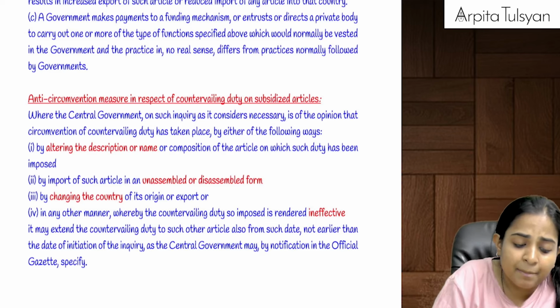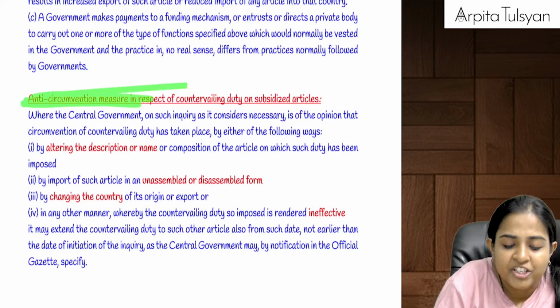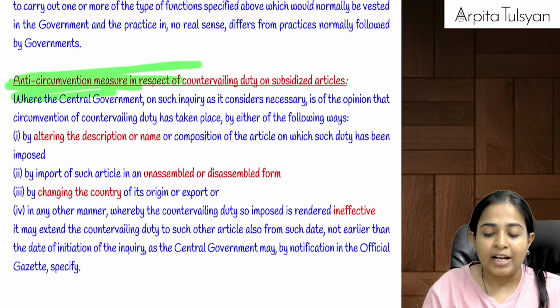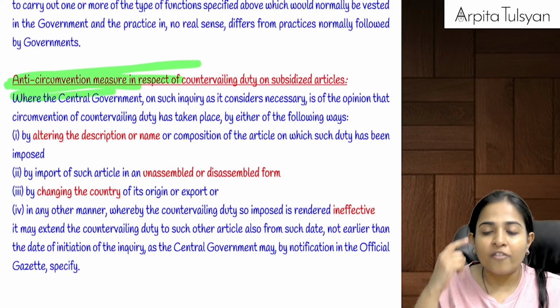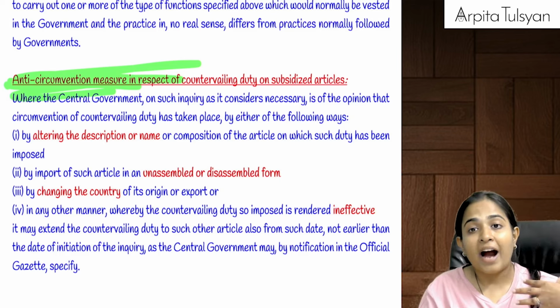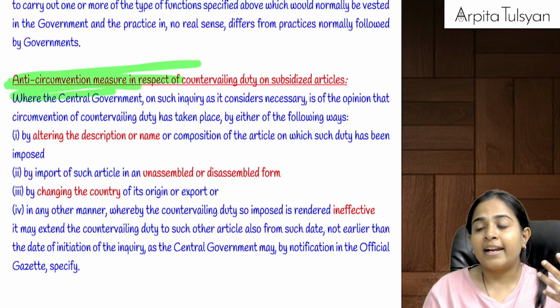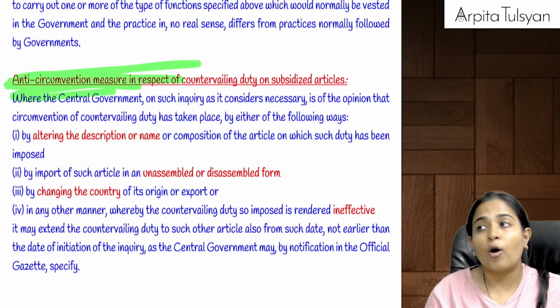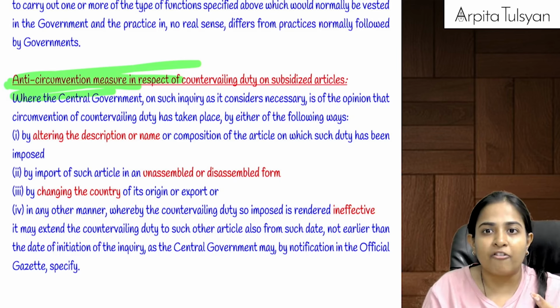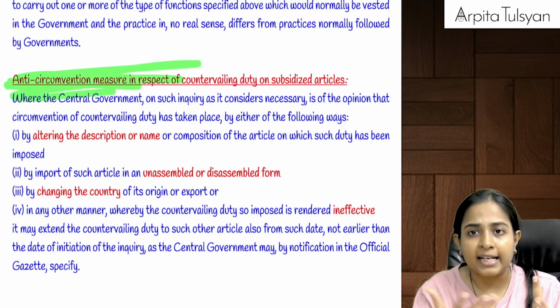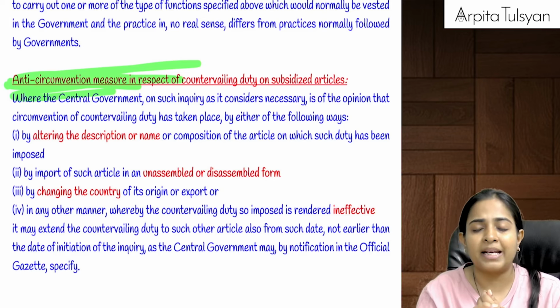Now, there can be something called anti-circumvention measures. Anti-circumvention measures apply when we are trying to fool the government, or twist with the government. Suppose I try to import by altering the name or description of the article, or I fake to the government that this is not imported from Japan but from some other country, or I import it in unassembled form, so that the CVD should not be applicable, etc.